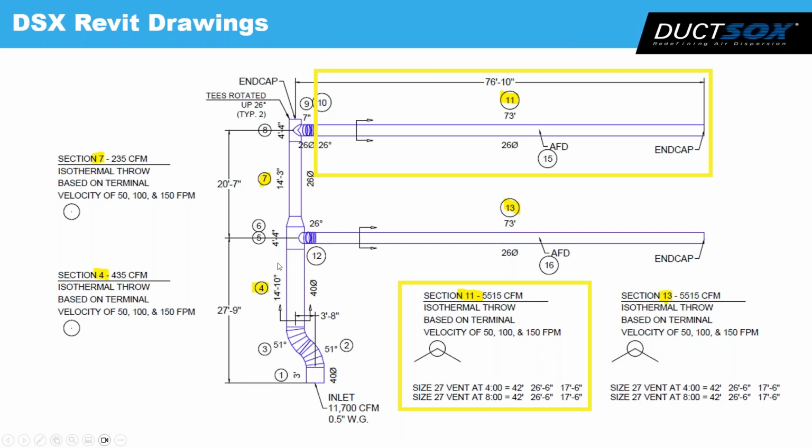As well as showing you, as I mentioned, with most of these being porous fabrics, we'll even show you how much CFM is being lost or distributed out from this porous fabric, and we take all that into account to make sure we're getting the proper airflows that we need.